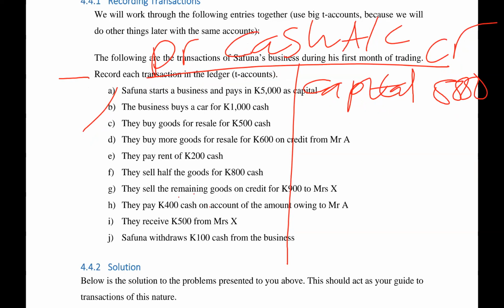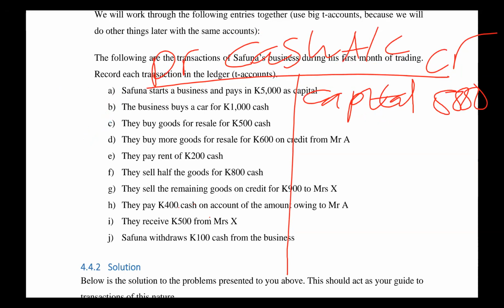Yes, thank you, you're following. It is giving out. What is it giving? Who is receiving? We're buying a car. All right, the motor vehicles account is receiving. How much is this? 1,000, right?